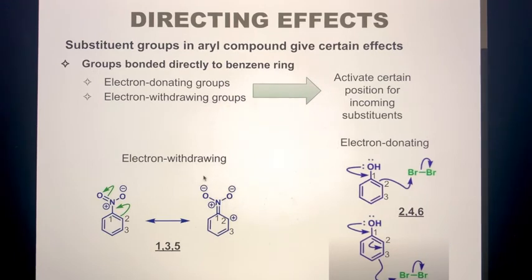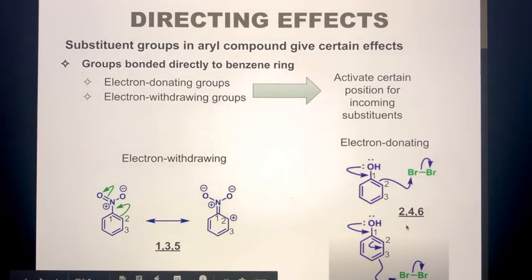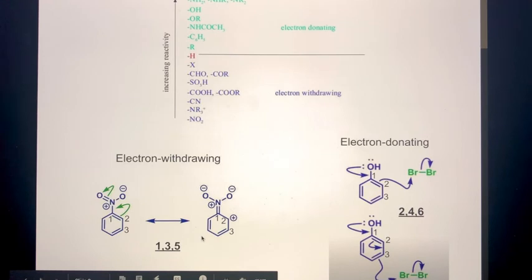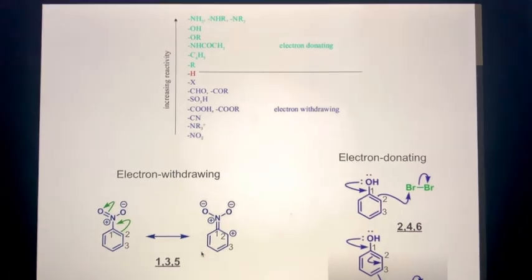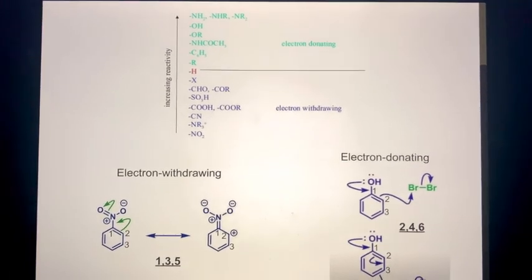Electron donating groups will direct the incoming group to 2, 4, and 6. Electron withdrawing groups will direct the incoming group to carbon number 1, 3, and 5 in benzene rings. That's basically it. This is the table. If you want to memorize, feel free to memorize.